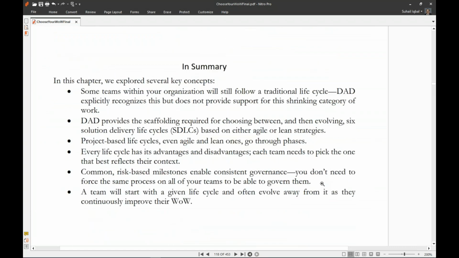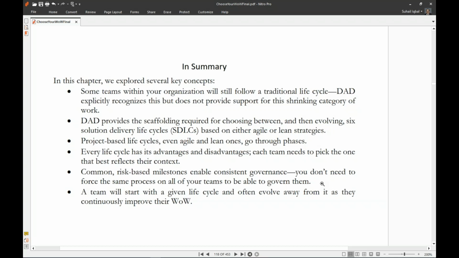Then in summary, in this chapter we explored several key concepts. Some teams within your organization will still follow a traditional life cycle. DAD explicitly recognizes this but does not provide support for this shrinking category of work. DAD provides the scaffolding required for choosing between and then evolving six solution delivery life cycles, SDLCs, based on either agile or lean strategies.